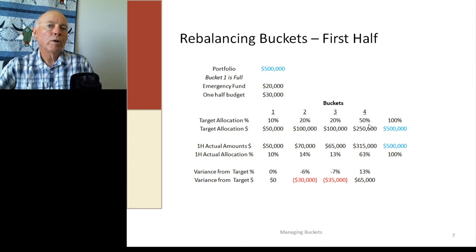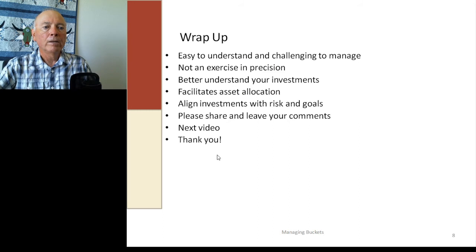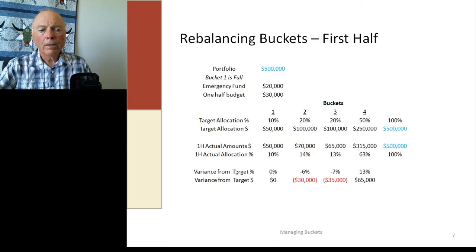So now this is where your discretion and your situation comes into play within the context of an up market. So we're looking at our variances here, and you can see, as I mentioned, that you've got $65,000 that you would need to rebalance out of bucket 4. Now, what you could do is simply put $35,000 into bucket 3, $30,000 into bucket 2, and you stay with this target asset allocation percentage-wise. It gets everything topped up back to where you were.